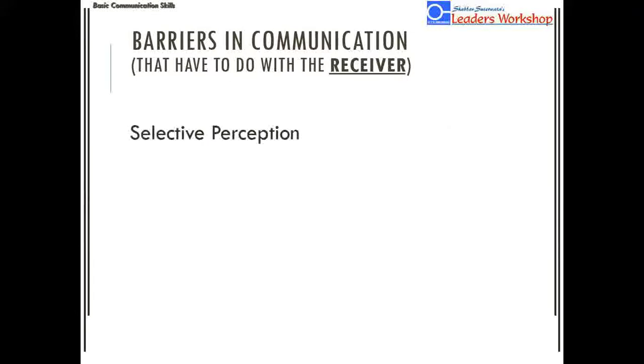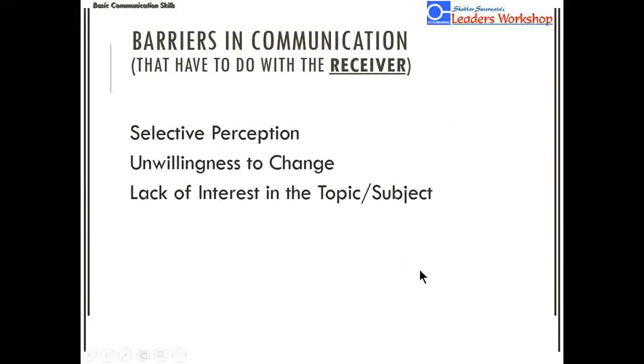How about the barrier that has to do with the receiver? Selective perception, right? This I cannot listen to, this I can listen to. I can't understand things coming from this area or from this organization. That can become a problem, right? And willingness to change, right? Lack of interest in the topic is also a barrier. Prejudice and belief system, right?